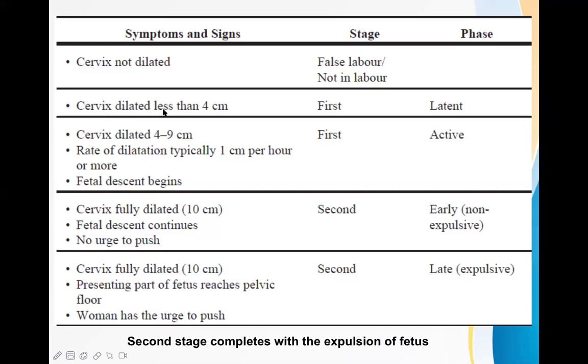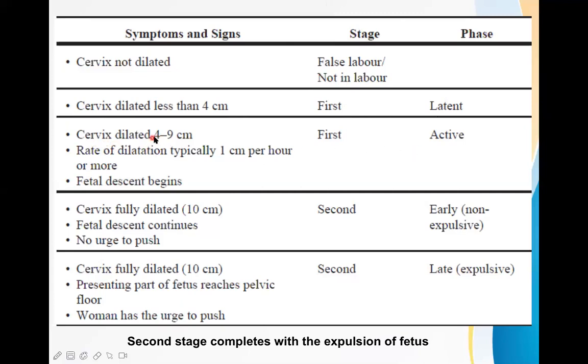Now, cervix dilation less than 4 centimeter. This is okay. This is one of the phases of the first stage of labor, and that phase is the latent phase. You see this? This is the first stage of labor and latent phase. You can clearly see it here.